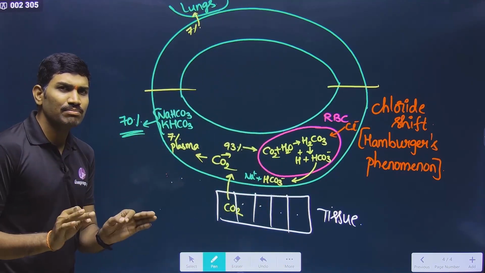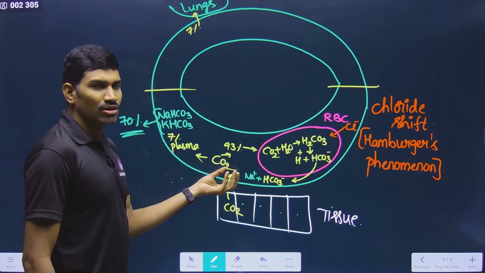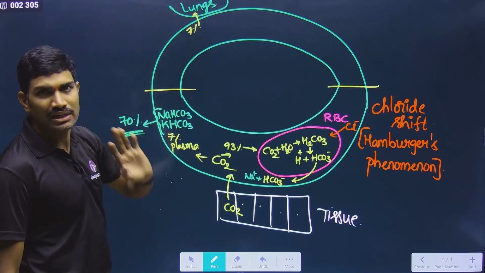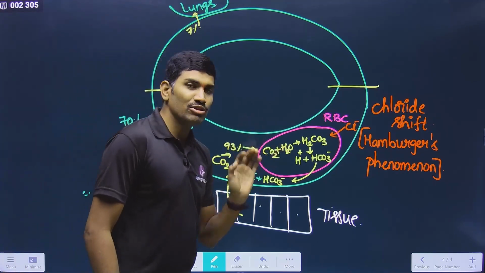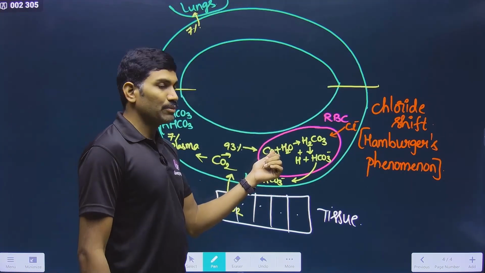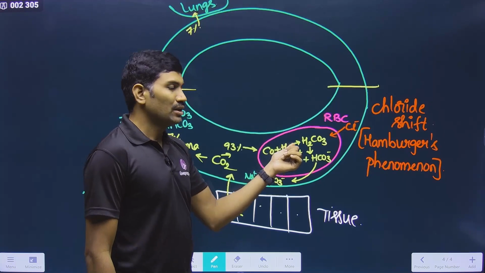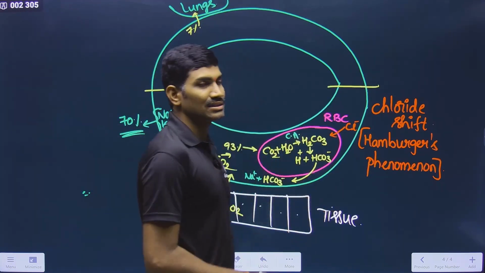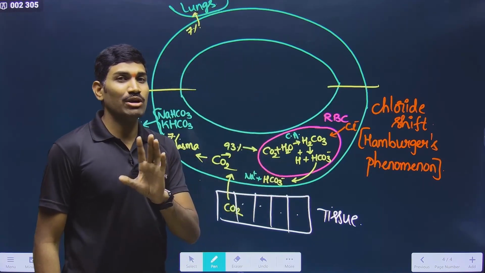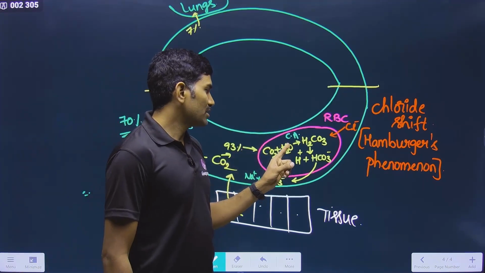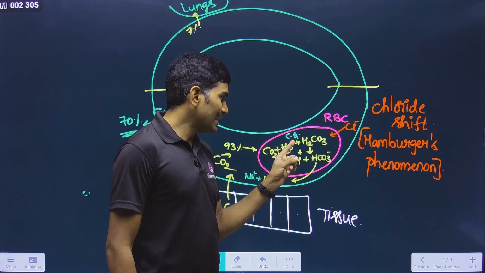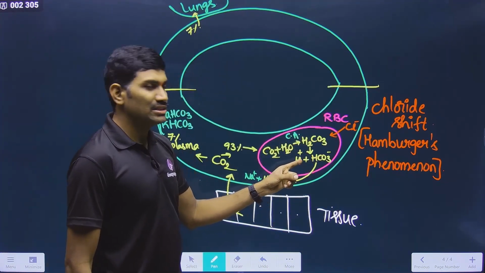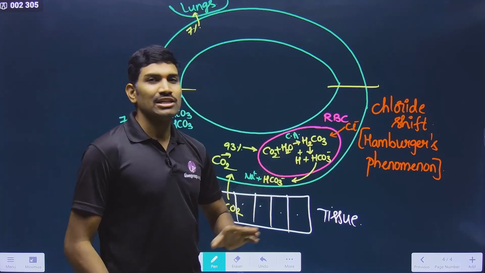I am telling you in simple terms, so please try to understand this. Out of the total CO2, approximately 7% is dissolved in plasma and goes directly. The remaining CO2 enters into the RBC, and out of this, approximately 70% CO2 combines with water. Here there is an enzyme called carbonic anhydrase. Regarding this reaction, we already studied in biomolecules. So please remember this: CO2 plus H2O in the presence of carbonic anhydrase enzyme forms carbonic acid, and this carbonic acid is immediately broken down into H plus and HCO3 minus.